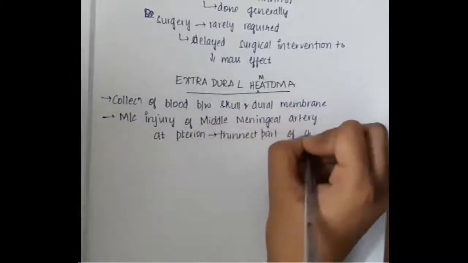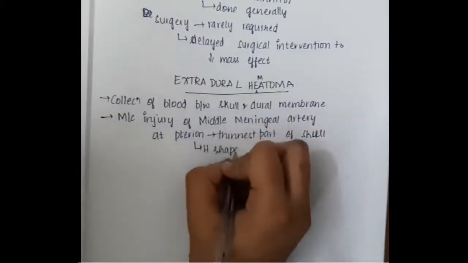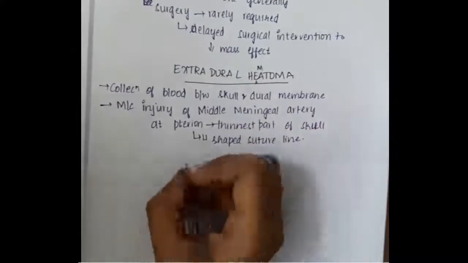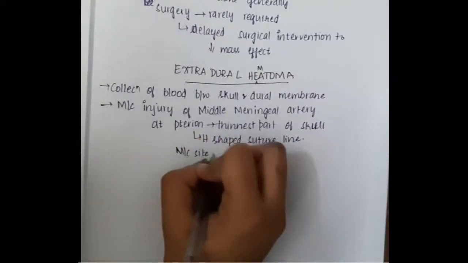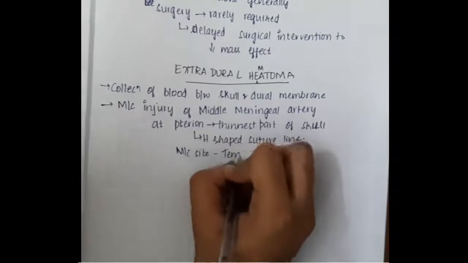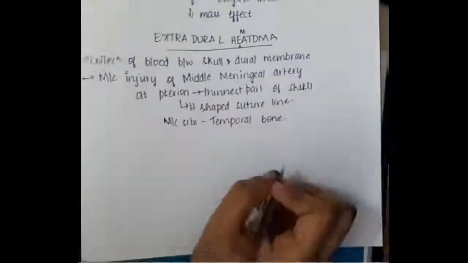So this pterion is the thinnest part of the bone. It is actually an H-shaped suture line and it is the thinnest part of the bone. So if there is any external injury, this pterion easily gets fractured and this will cause injury to the middle meningeal artery, thus resulting in extradural hematoma. The most common site of extradural hematoma is the temporal bone.